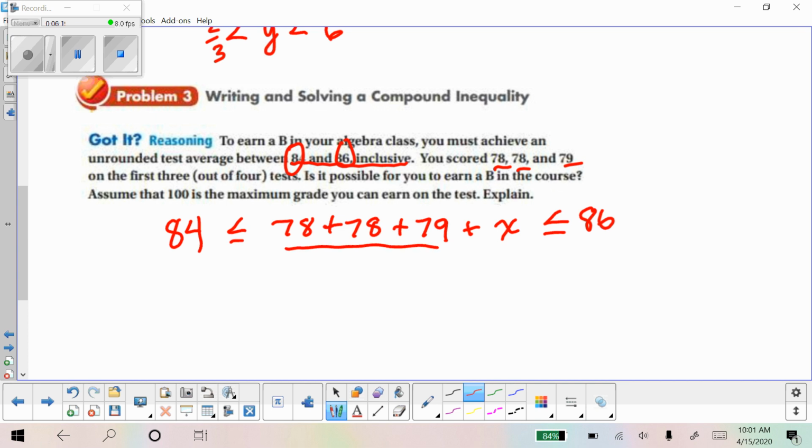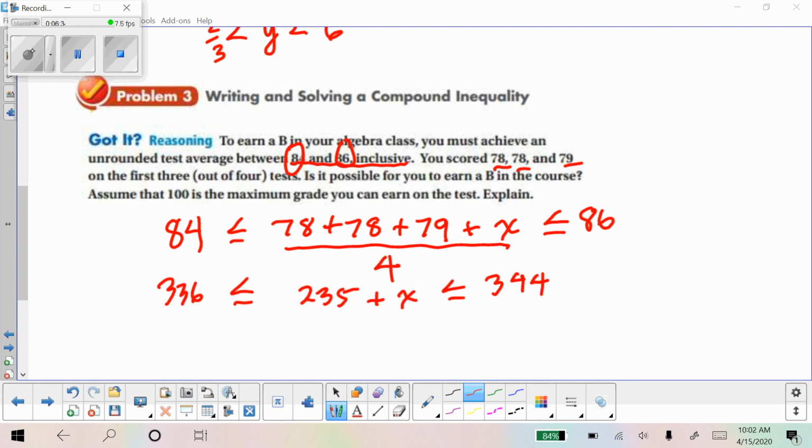Oh, I forgot to do this. Remember, on an average, you have to divide it by how many tests you took, so that would be 4. Now, I'm going to do some math here. I'm going to get rid of the divide by 4, I'm going to multiply everything by 4. Notice I also combined the 78, 78, and 79 and made that 235. Now I just need to subtract 235 from all parts. And so we get x has to be between 101 and 110.